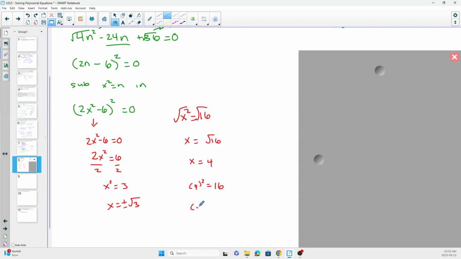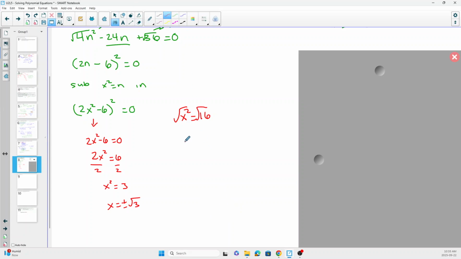But negative 4 squared is also equal to 16. So what we know when we're squaring is that whether it's a positive, 3 times 3 is 9, negative 3 times negative 3 is also positive 9. So when we rearrange to isolate our variable, in other words, to remove that square, we have to consider that the actual solution is plus or minus the square root of that number.